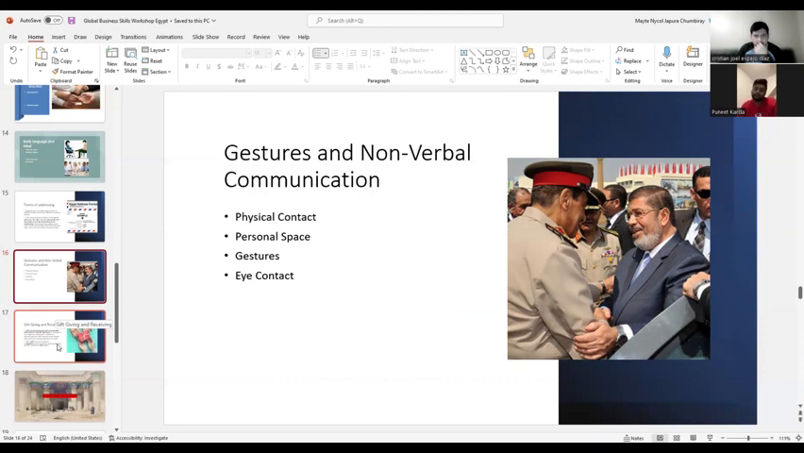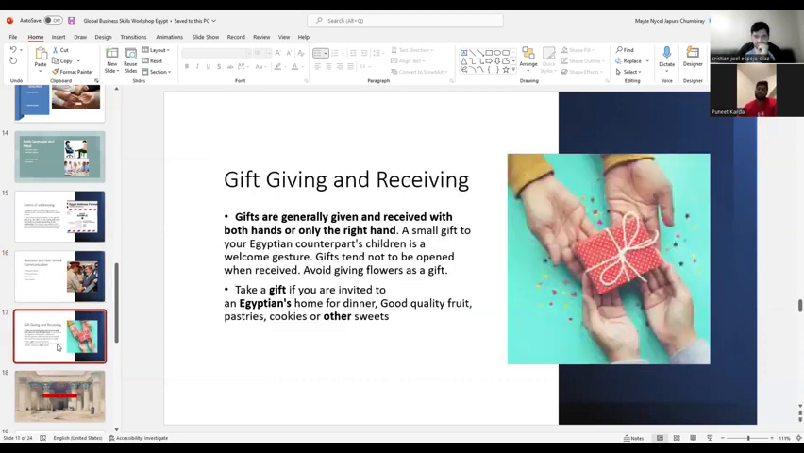And lastly, gift giving. Gift giving is done with both hands. In Egypt, people use both hands to give and receive gifts. If you are invited to any Egyptian dinner, do not forget to bring fruits, pastries, and things like that. So thank you.